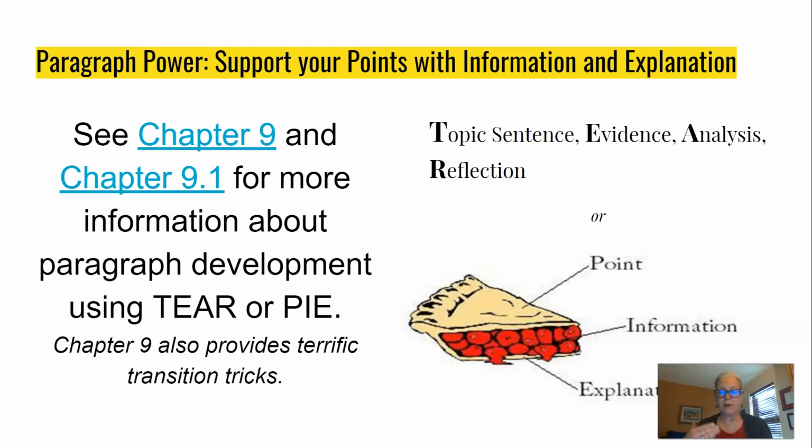And then you follow that with information from your source. This is your evidence. You can use that as a quote, a paraphrase, or a summary. It can be an observation. It can be a quote from one of your interviews. And then you explain how that quote or that piece of information supports the point or the topic sentence. Each of those elements is going to relate to each other. So the information is the fruit in your pie, and the point is your top crust, and your explanation is the bottom crust.